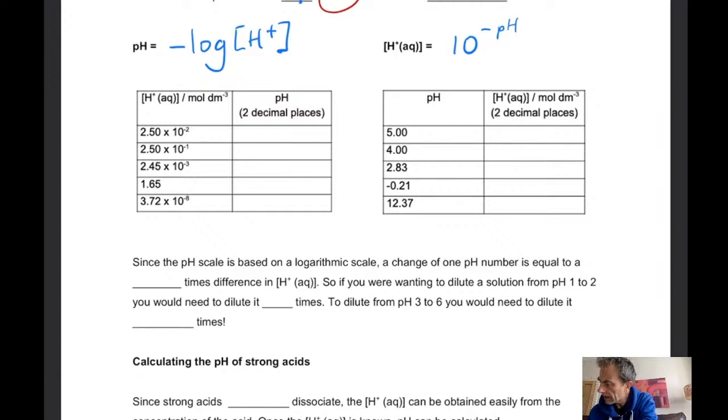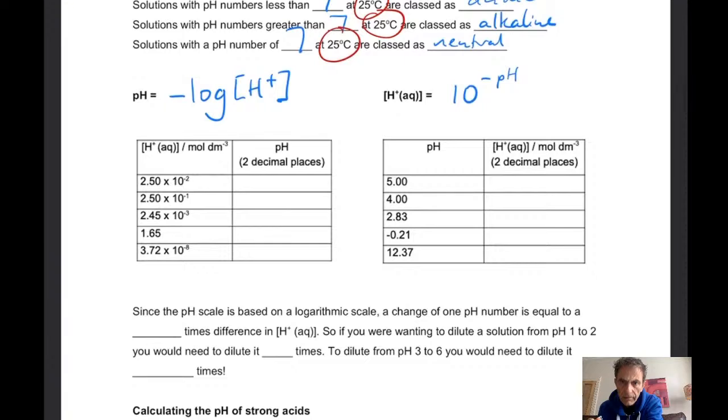I think we've had a little bit of an issue there with connection, probably on my part, I'm afraid. Sorry about that. I think we're okay now. So H plus concentration is 10 to the minus pH. So basically on your calculator, shift log, and then the second thing you do is type in the minus pH value.